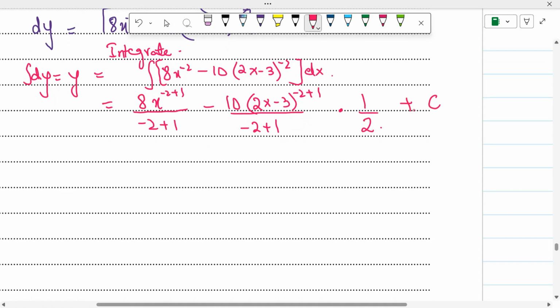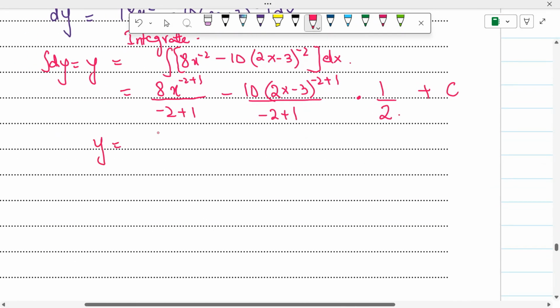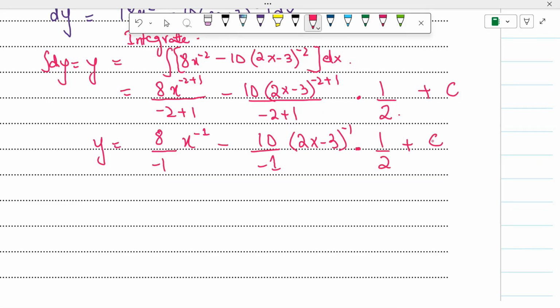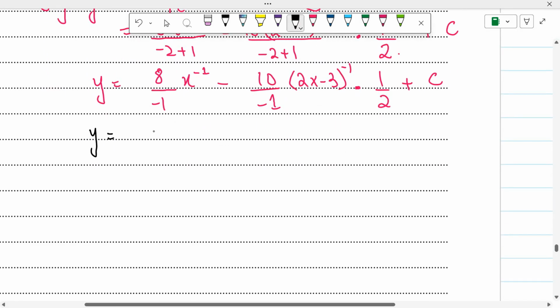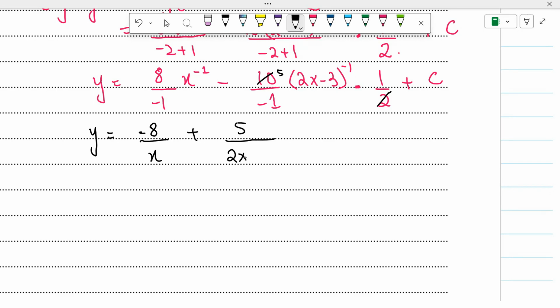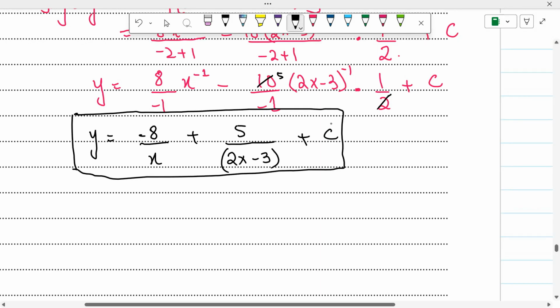Plus constant c. So y is equal to 8 over negative 1 times x to the power of negative 1 minus 10 over negative 1 times (2x minus 3) to the power of negative 1 times 1 over 2, plus c. And this one is y equal to negative 8 over x plus 5 over (2x minus 3) plus c. This is the equation of the curve, and c is unknown.